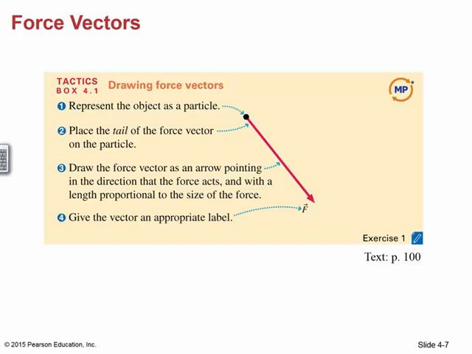Now, just like with anything else we've drawn vectors for, velocity and acceleration, the same goes for forces. You always point the arrow in the direction of the force. You always try to represent the length of the vector as the magnitude, okay? And then, of course, you always need to label it, all right?